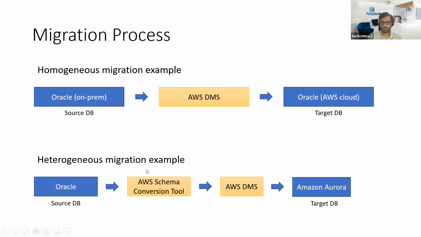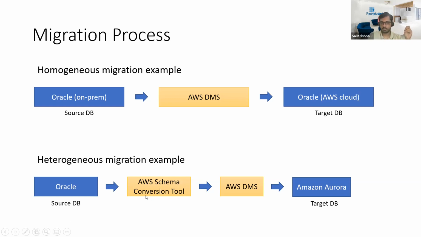So the purpose of using this schema conversion tool is, Oracle is a database management system which is provided by a different vendor, and Amazon Aurora is provided by a different vendor, right? So each of these software has its own configuration, has its own formatting and so on. Okay, so in order to convert the Oracle into a format that is compatible with Amazon Aurora, you use this AWS Schema Conversion Tool.